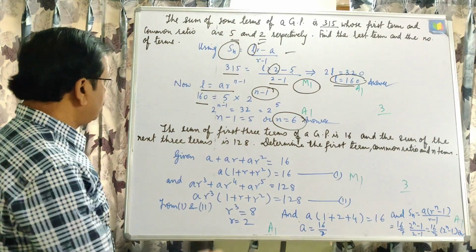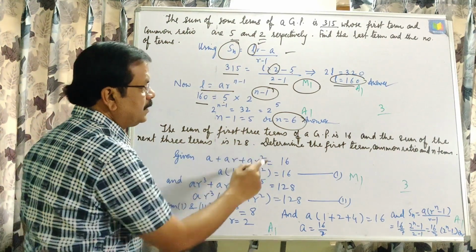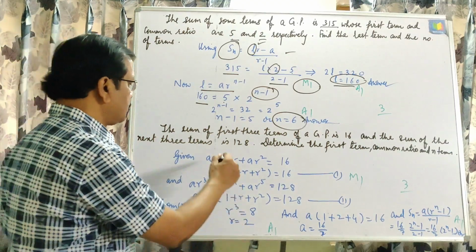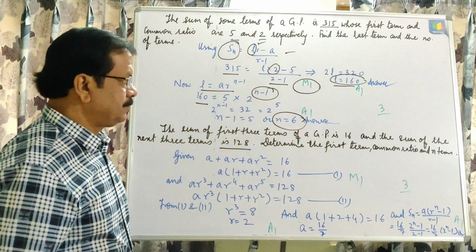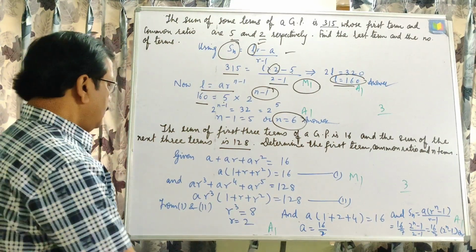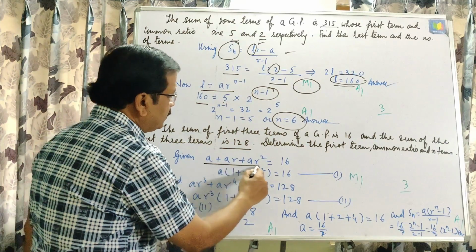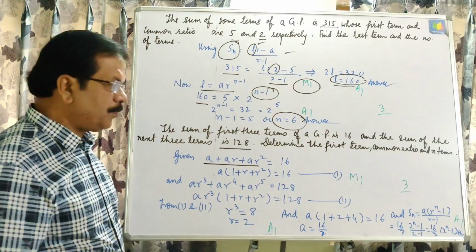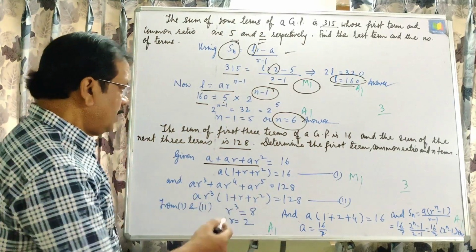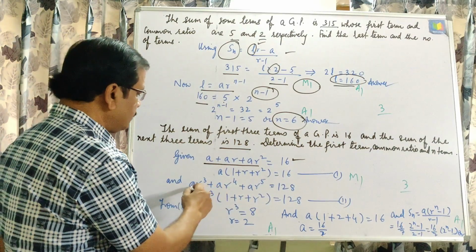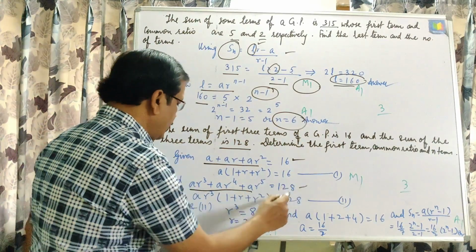Next question related to GP. The sum of first 3 terms of a GP is 16 and the sum of next 3 terms is 128. Determine the first term, common ratio and sum of n terms. Let the terms be a, ar, ar square, ar cube, ar to the power 4 and ar to the power 5. First three terms sum is 16, this is given, and last three terms sum is given 128.